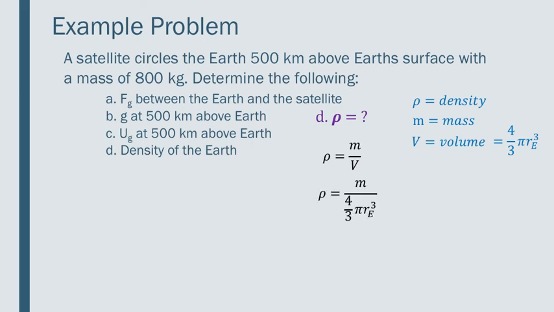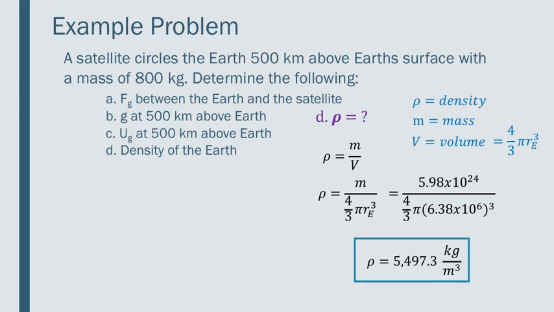Plug that into our equation. Our mass of Earth is 5.98 times 10 to the 24th kilograms, and our radius of Earth is 6.38 times 10 to the 6th. Make sure we cube that. Plug this into our calculators, do a little number crunching, and we're left with 5,497 kilograms per meter cubed. That is the density of Earth.